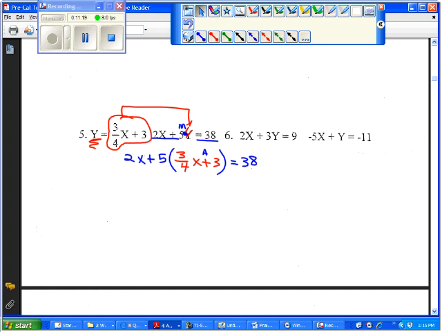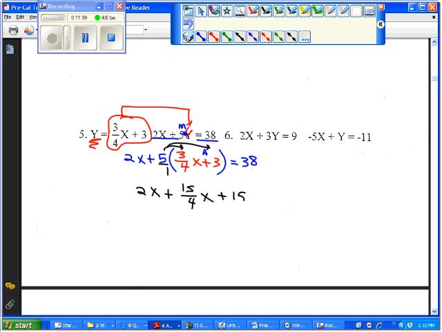So now we're down to only x's, so now we can use the order of operations. We're going to distribute first. You could think of that as being over 1. So you're going to have 2x plus 15 over 4x. Everybody comfortable with the 15 over 4x?